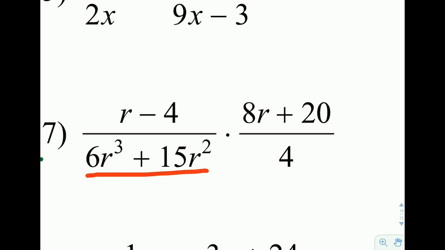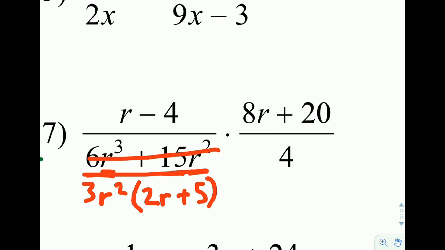In this part right here, the number pieces, the 6 and the 15, share a 3 in common, so I'm going to factor out a 3. And r cubed and r squared share an r squared in common, so I'm going to factor out an r squared. So my leftover, 6 divided by 3, is going to be 2. R cubed divided by r squared is going to leave you with just a single r. Plus, I have 15 divided by the 3 that I took out is 5. R squared divided by r squared cancels, so I'm going to be left with just 2r plus 5 here. So I'm going to cross out that original thing and replace it with my factored version.